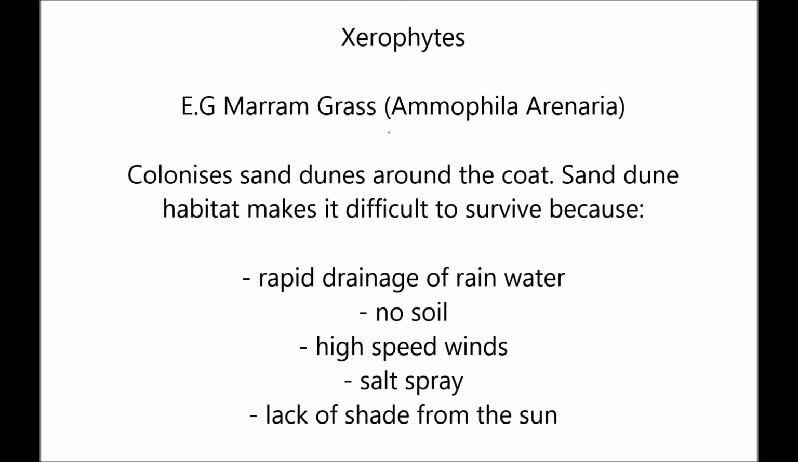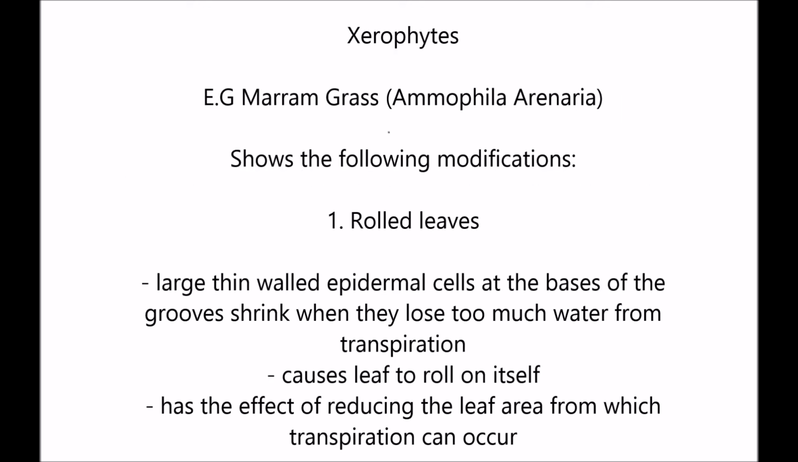These colonise sand dunes around the coast. Sand dune habitat makes it difficult to survive because of rapid drainage of rainwater, no soil, high wind speeds, salt spray, and lack of shade from the sun. Marram grass shows the following modifications.